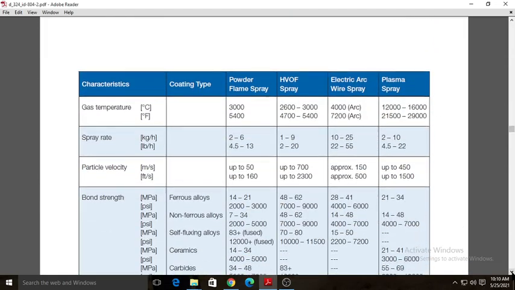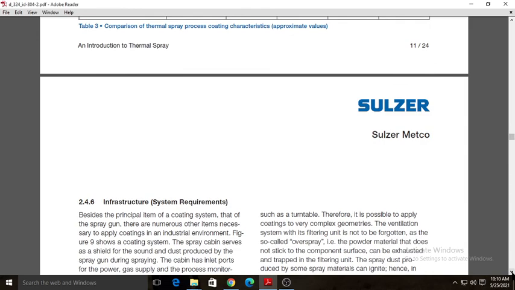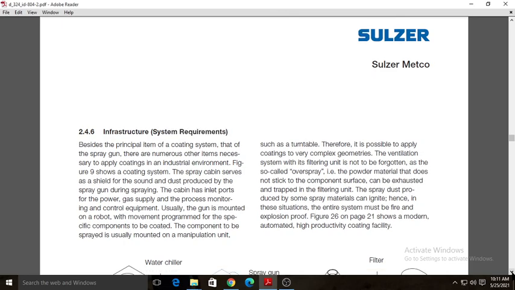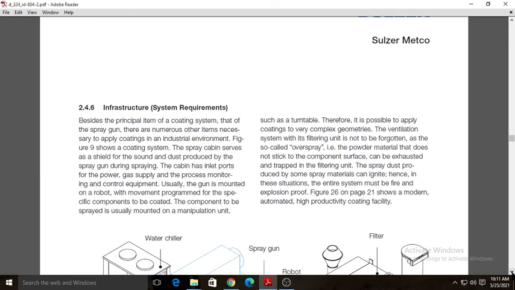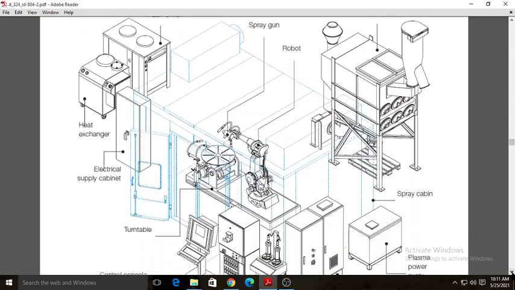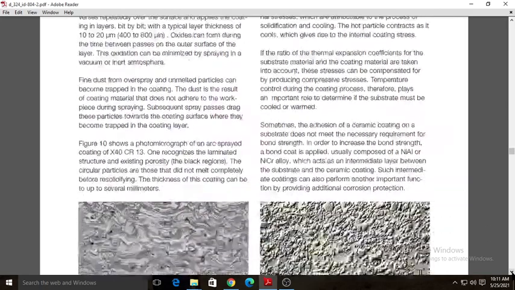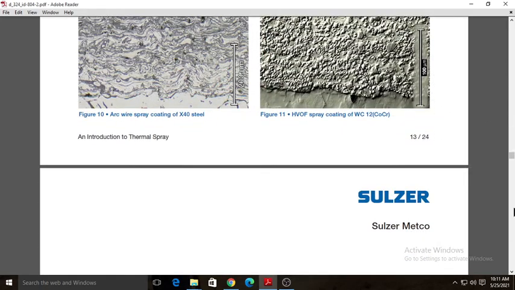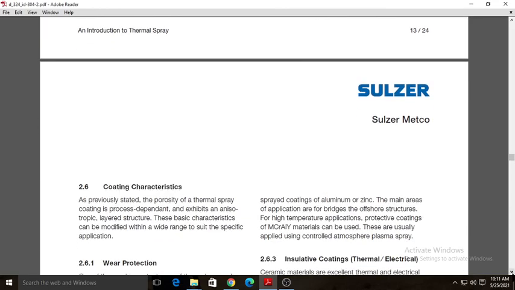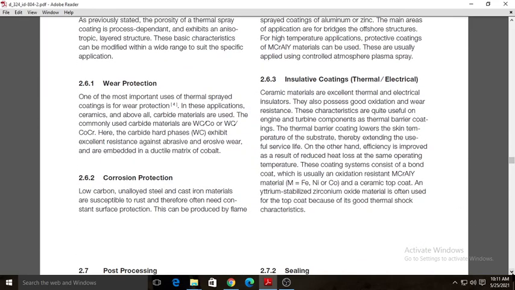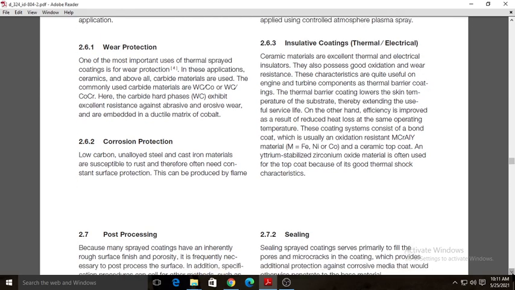Now we are going to see the applications of this spray coating. So the applications are wear protection. One of the most important uses of thermal spray coating is that it produces wear protection.